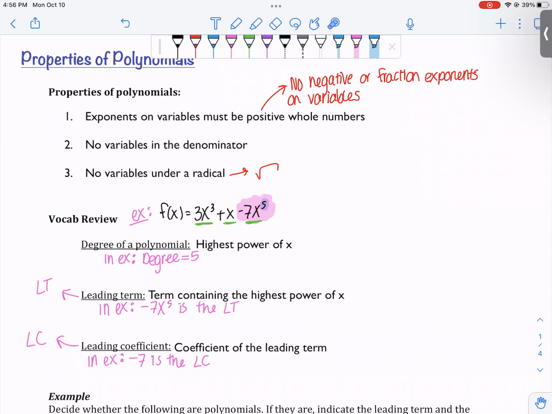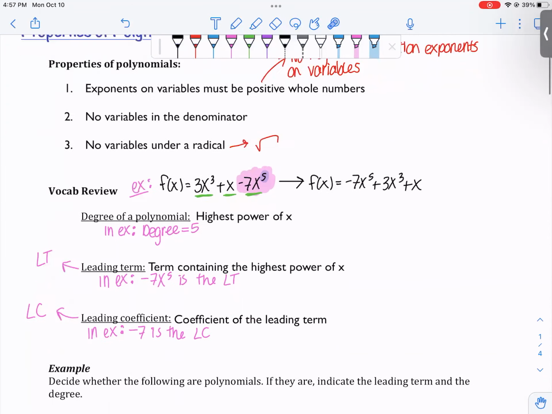So what I want to point out here is that the word leading can be a little bit misleading, if you will, because leading sounds like it's in front. And if I look at this polynomial, it's not in front. Leading terms don't have to be in front. Typically, we write polynomials in standard form, which is with their powers descending. So we write the highest power first, negative 7x to the fifth, then the next highest power, 3x cubed plus x. So we use the word leading because oftentimes the highest power is the one we write in front. It doesn't have to be, but it oftentimes is, if you're worried about the terminology.